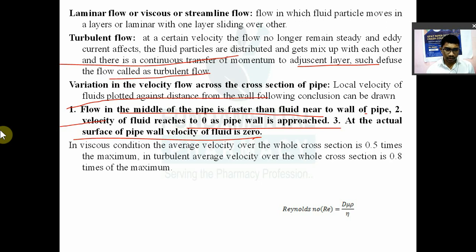In the viscous condition, मतलब in the streamline flow, and in the laminar flow, the average velocity over the whole cross section of pipe is 0.5 times the maximum. Now, in case of turbulent flow, the average velocity over the whole cross section of pipe is 0.8 times. तो turbulent flow में velocity ज़्यादा होता है, इसलिए mixing हो जाता है. So in turbulent flow, velocity is more and there is mixing of liquid.